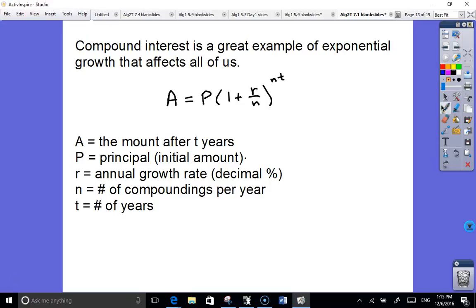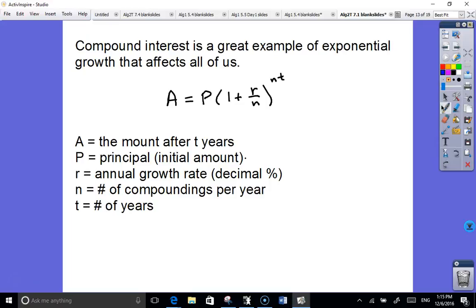That's compounding. And this is a formula for compounding, right? So the amount of money you have after t years is represented by the capital A. P is the principal. Principal means that was your initial investment.